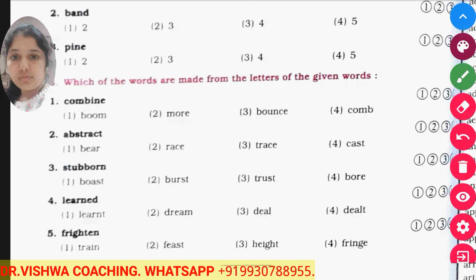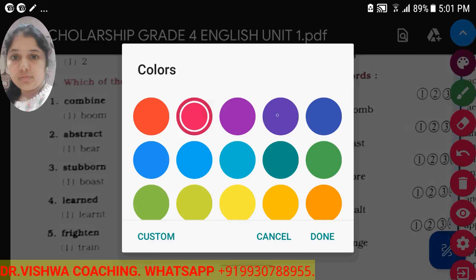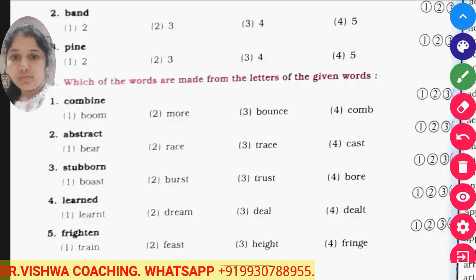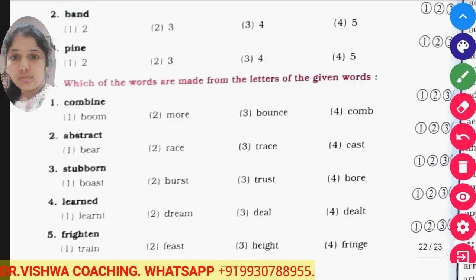Okay. Now the next exercise is in which word are made from the letters in the given words. We have to identify again. Now, in the first exercise, we had to click the word which is not formed. Now, here we have to identify the word which is formed from the given word. So, combine is the given word to you, and you have to find which correct word is formed from the letters given in this combined word.